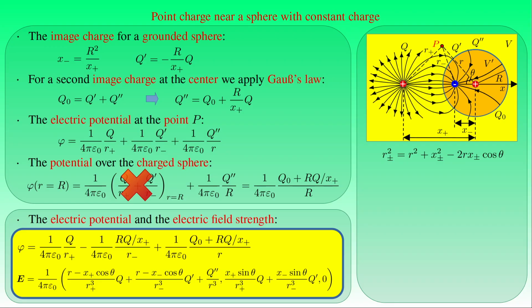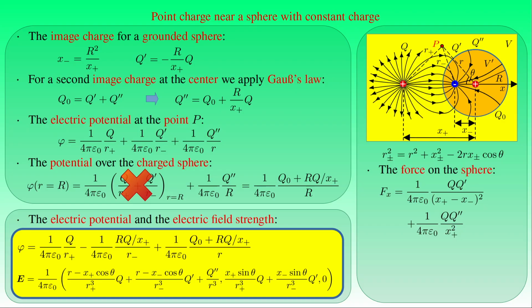The principle of superposition can also be applied to determine the electrostatic force exerted on the charged sphere by the point charge Q, where we calculate the force F exerted on the sphere by the point charge as the superposition of the Coulomb forces acting between the charge Q and the two image charges Q' and Q''. The first term describes the force acting between the point charges Q and Q' at the distance of x sub plus minus x sub minus, given by 1 over 4 pi times epsilon naught, times Q times Q' over the square of the distance x sub plus minus x sub minus.